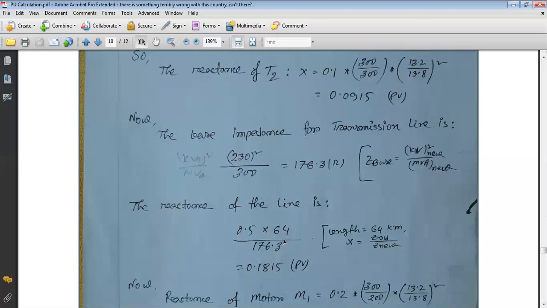Now the per unit value is old by new. The old value is given as 0.5 ohm per kilometer, and our transmission line is 64 kilometers long. So the total reactance for the transmission line is 0.5 into 64, and we divide this value by the base value, that is 176.3 ohm, so that we can finally calculate the per unit reactance of the transmission line by considering this new base voltage and new base power. The per unit reactance for the transmission line is 0.1815 per unit.